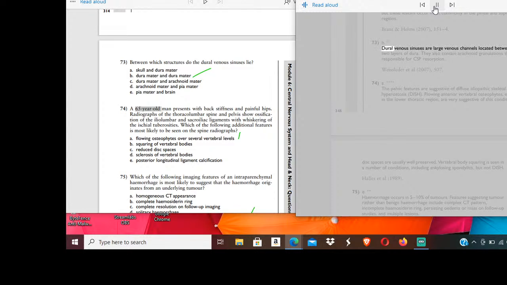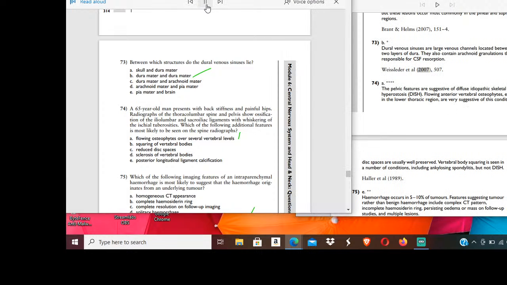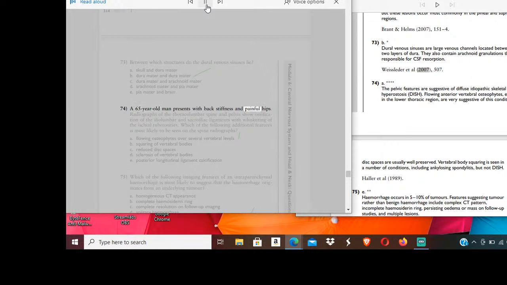73, B. Dural venous sinuses are large venous channels located between the two layers of dura. They also contain arachnoid granulations that are responsible for CSF resorption. Weissleder et al., 2007.